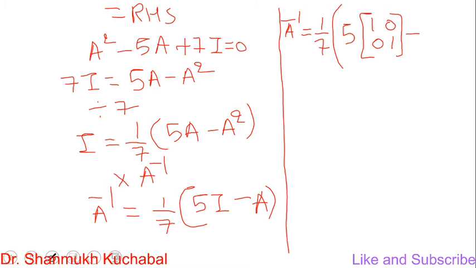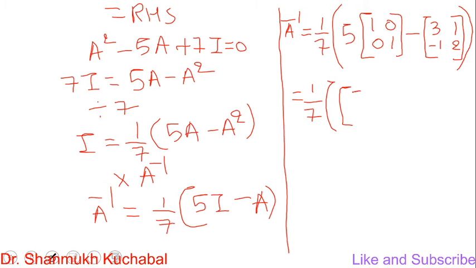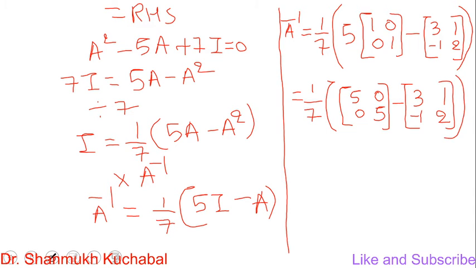minus A is the given matrix 3 1 minus 1 2, close the bracket also. Then further 1 upon 7 as it is, so multiply 5 to the matrix, we get 5 0 0 5, minus 3 1 minus 1 2, close this also.